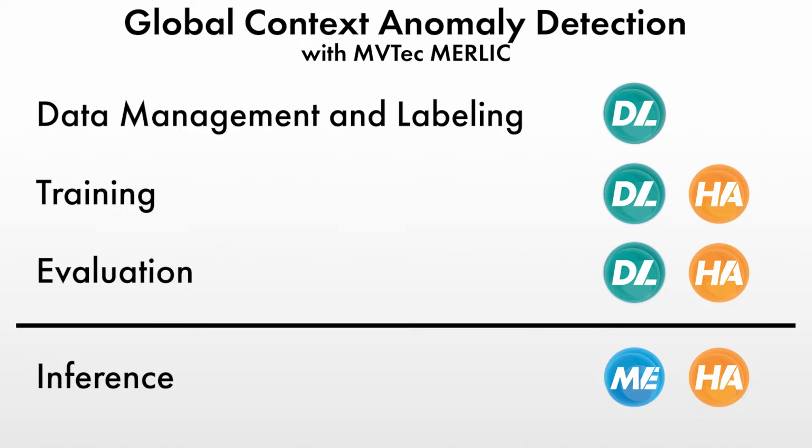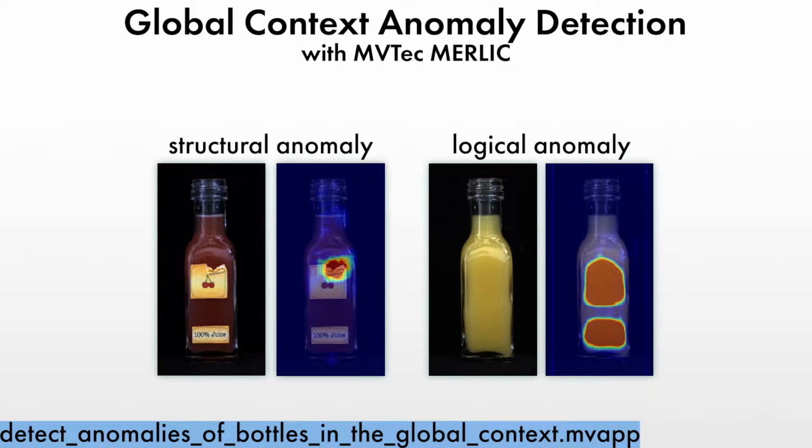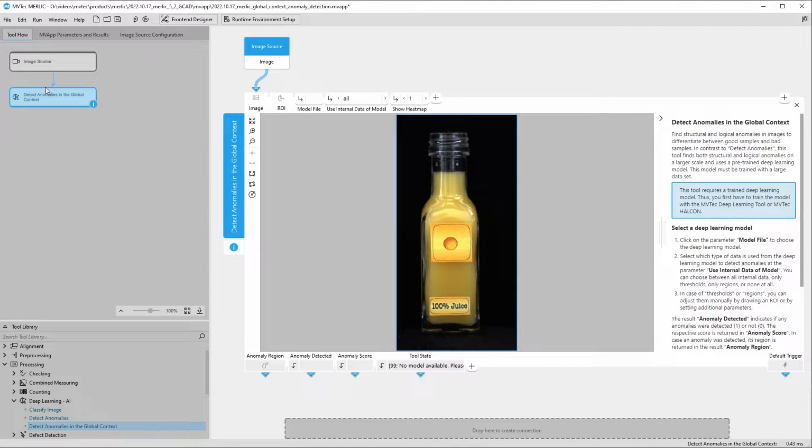In this tutorial we will use the same application as in the example MV app Detect Anomalies of Bottles in the Global Context.mvapp, in which we want to detect structural and logical anomalies on these juice bottles. Right now, our MV app only contains an image source manager that acquires our inference images. From the tool library under Processing, Deep Learning AI, we add the Detect Anomalies in the Global Context tool to our tool flow. The added tool automatically connects to our Acquire Image from File tool.